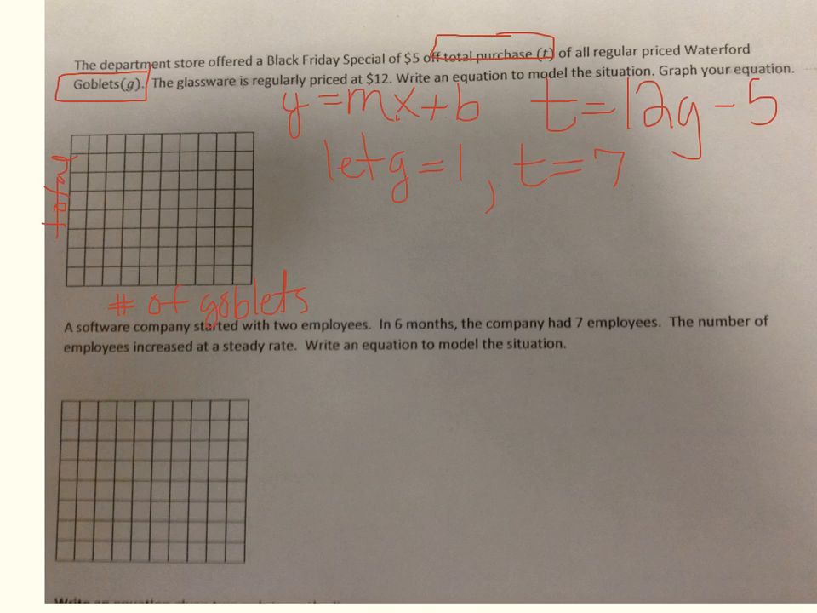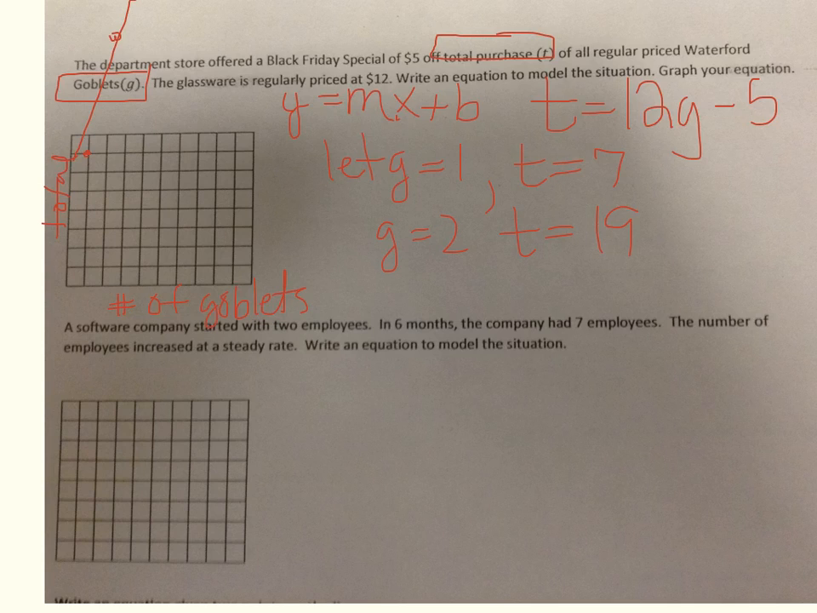So 1, 2, 3, 4, 5, 6, 7. There's 1 point. If I let G equal 2, then T equals 19. And in class we counted by 5s, I believe. But anyway, you kind of get the idea. Make sure you check the notes on My Big Campus for that.